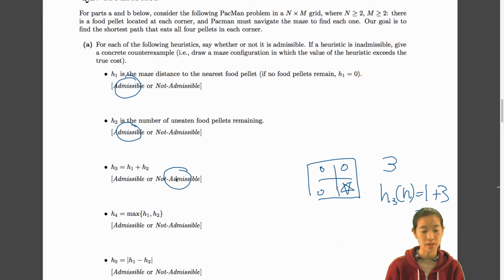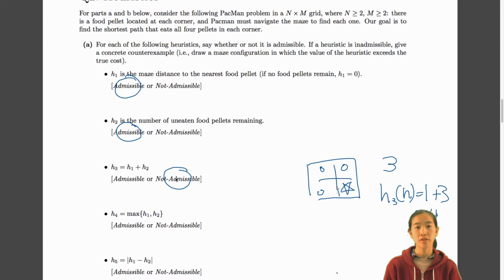So this is not admissible. Now heuristic 4. We have a max between 2 admissible heuristics. Is this admissible? Now this has a little to do with the idea of maximum between 2 functions.